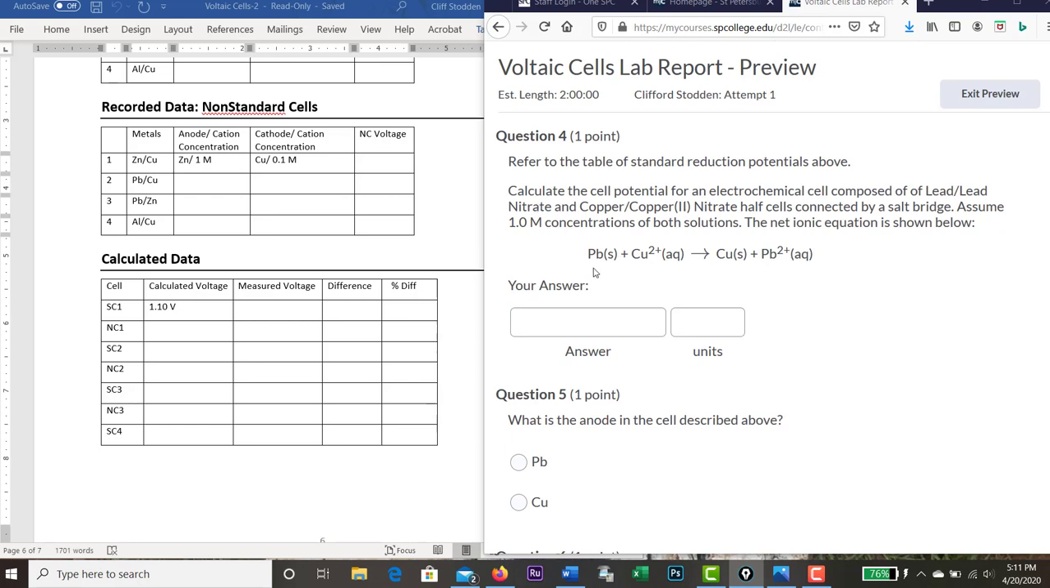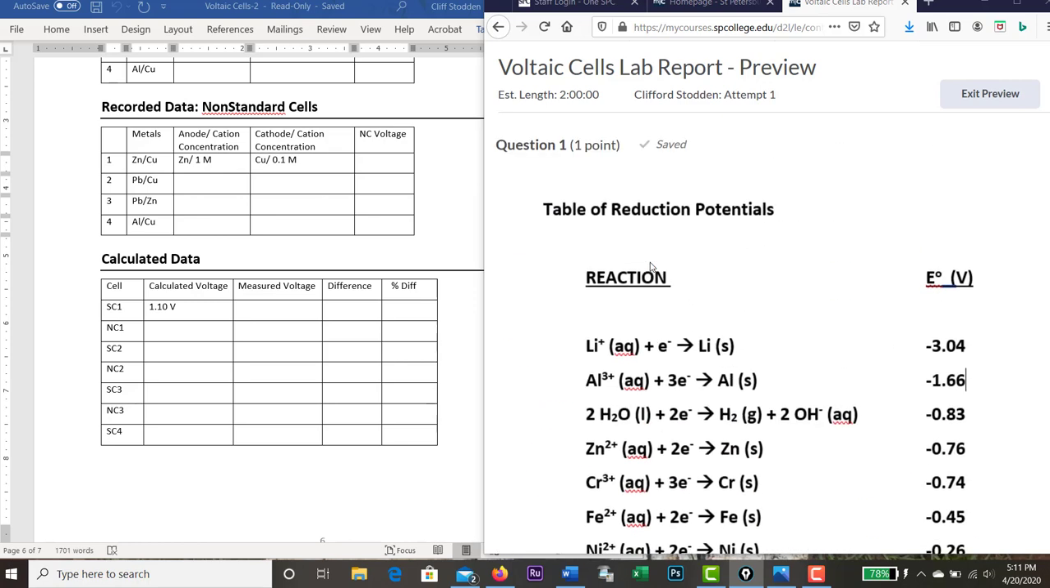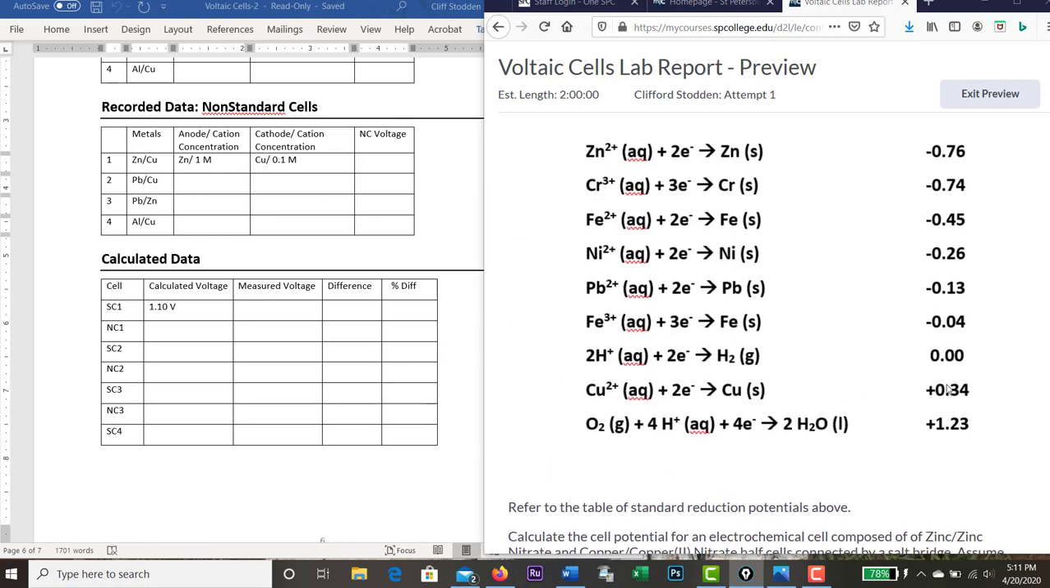For this, you're also shown what the reaction is, which essentially tells you what the anode is. And so your lead is the anode, the copper is the cathode again. You go up and pull your values off of this table. So it's going to be 0.34 minus a negative 0.13, because the lead value is right there. 0.34 minus, so it's 0.34 plus 0.13, which is 0.47.